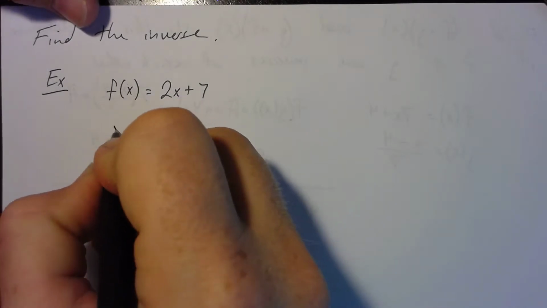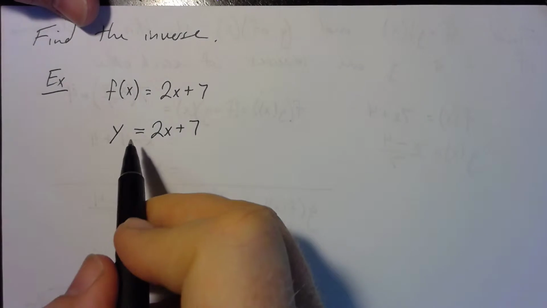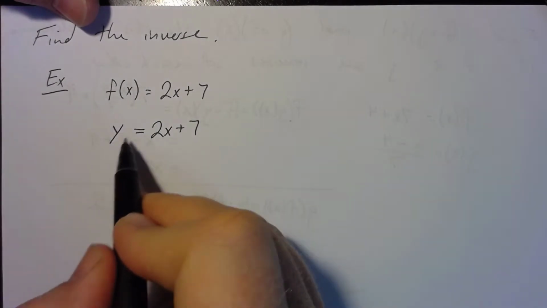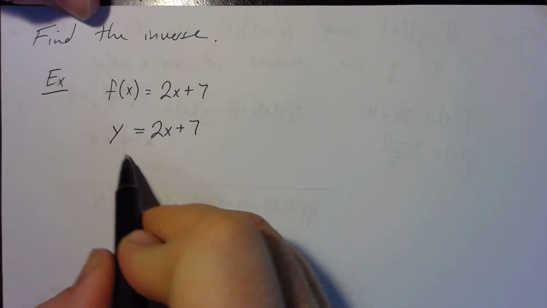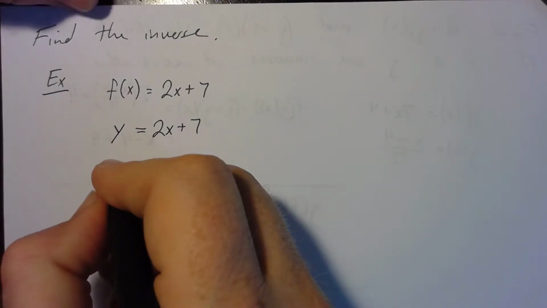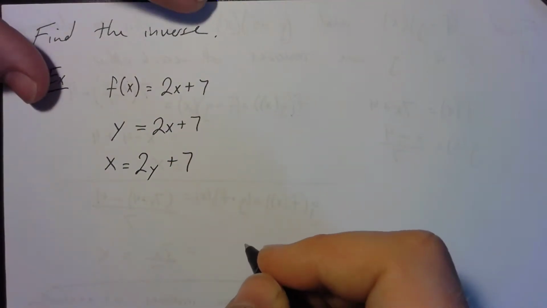So what I'm going to do is first start by taking this function and replacing that f of x with y. This allows me to view that this is, again, the output and this is the input. Now, to find the inverse, I really just want to swap the input and the output. So what I'm going to do is swap x and y. This is the step to solving for what the inverse is.